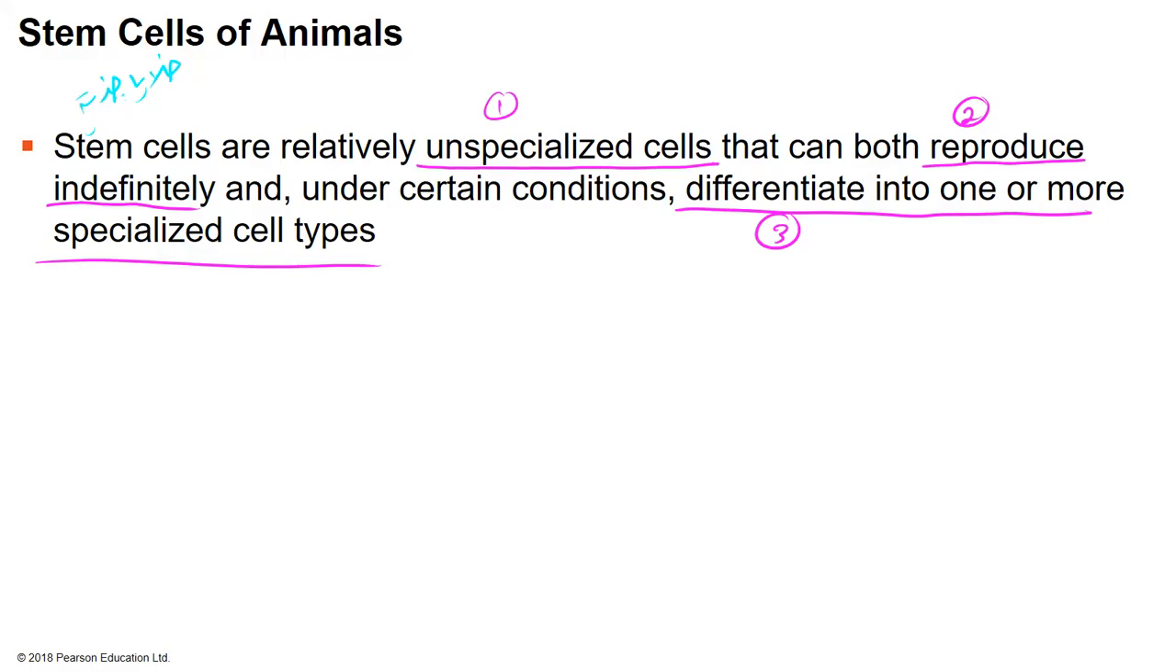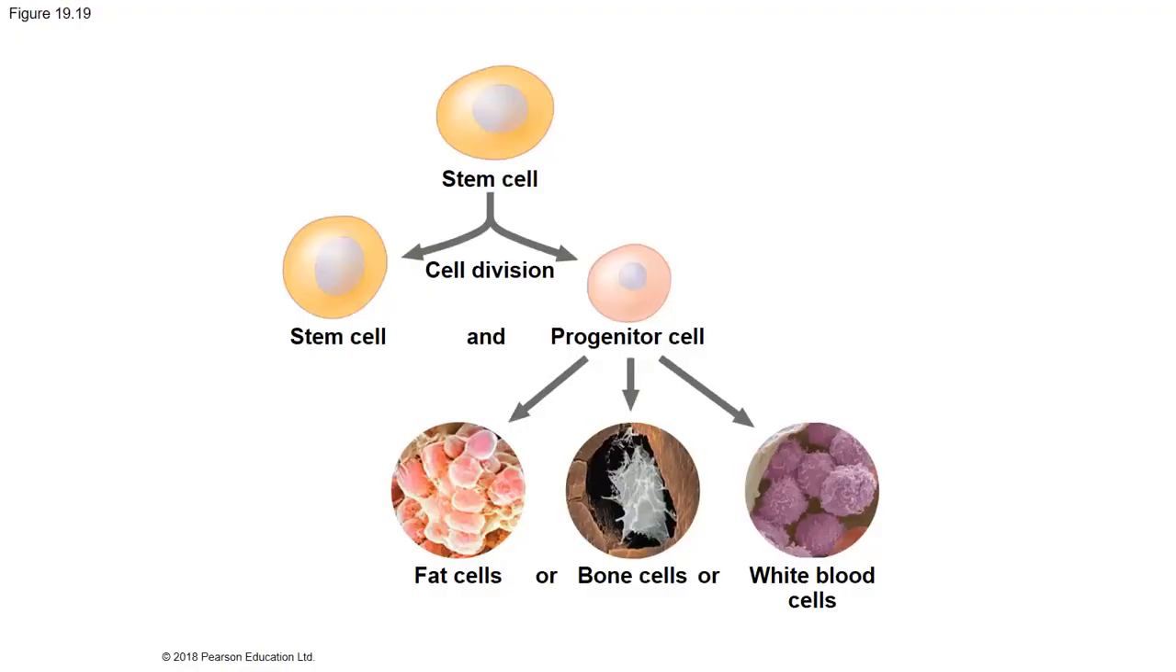Now, stem cells. As you can see here, this figure shows the three major characteristics of stem cells. They are unspecialized, or undifferentiated, or less differentiated. And they can divide to give rise to two daughter cells, and one of them could differentiate into different cell types.